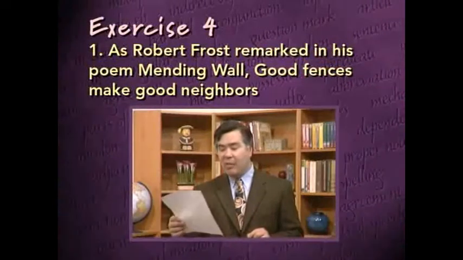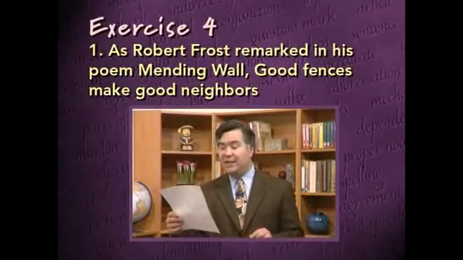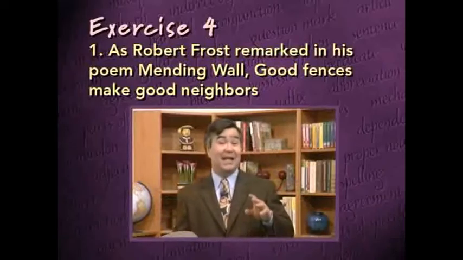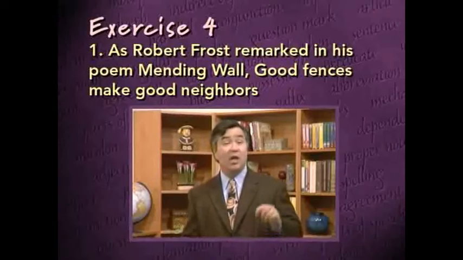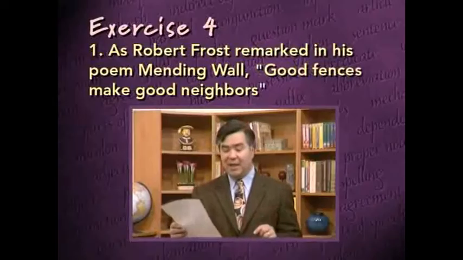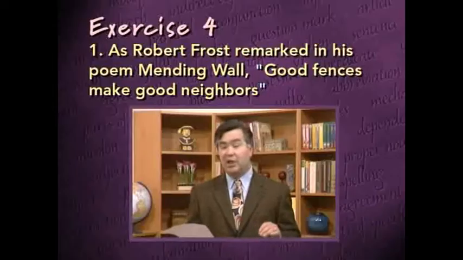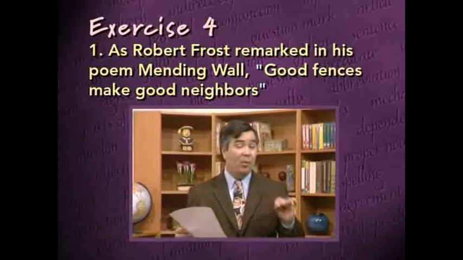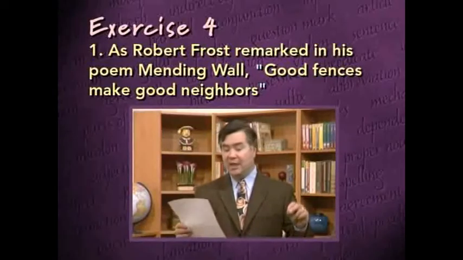First, as Robert Frost remarked in his poem, Mending Wall, good fences make good neighbors. Now, there are actually two things in this sentence that need to be enclosed within quotation marks. There's the quotation itself, the words that come from the poem. The quotation is, "Good fences make good neighbors." So we want to put double quotation marks, normal quotation marks, around that entire sentence. So we'd have opening quotation marks before good and closing quotation marks after neighbors.